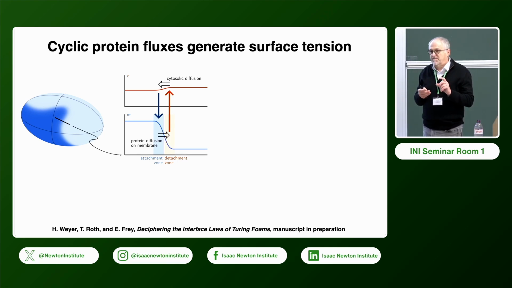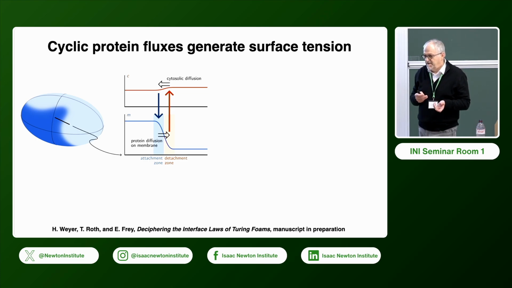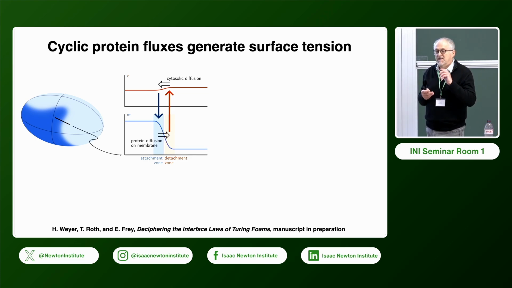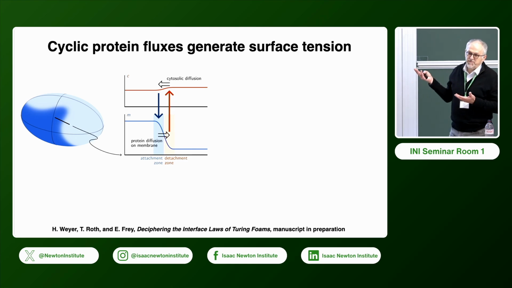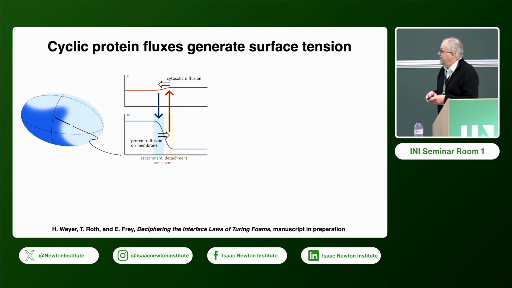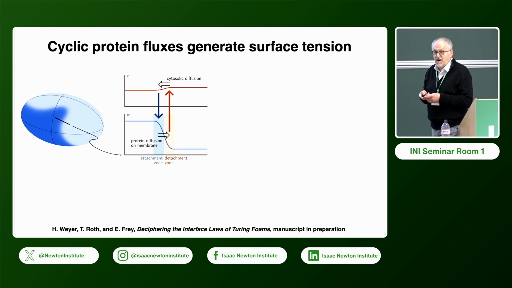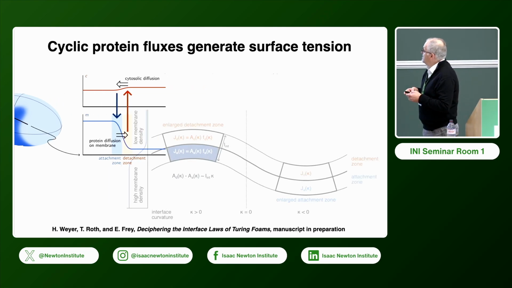Okay, so that's what you have, and the origin of that cyclic flux, as I told you, is the non-equilibrium nature of the chemical reaction driven by the ATPase cycle. If you switch off the ATPase cycle, you lose this beautiful interface here. All right, now what does that mean in terms of a curved surface? So let's look at that.